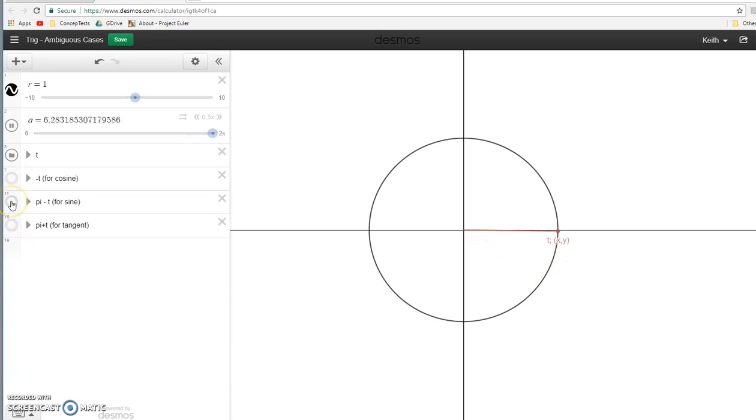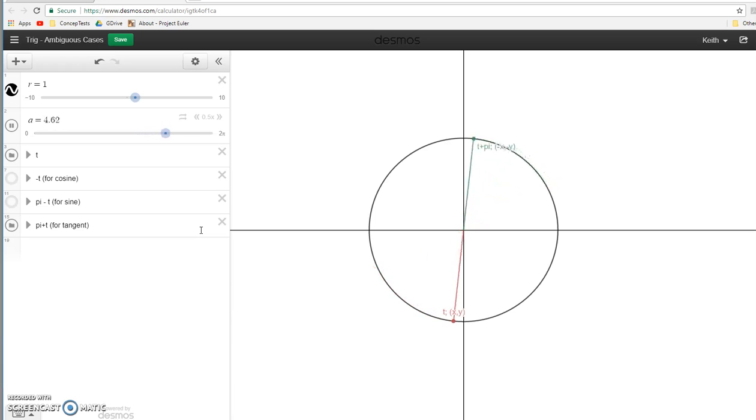Also, as I'm rotating around, there's always another separate point that has the same sine value. And that is recognized to be not negative t, but rather pi minus t. Or negative t plus pi if you must. So we have two separate values for sine that always give the same number out. Also, just because it's going to work out this way, tangent as well, right?